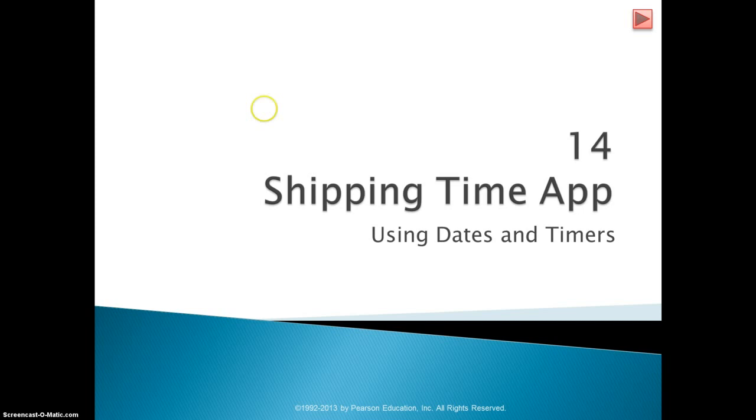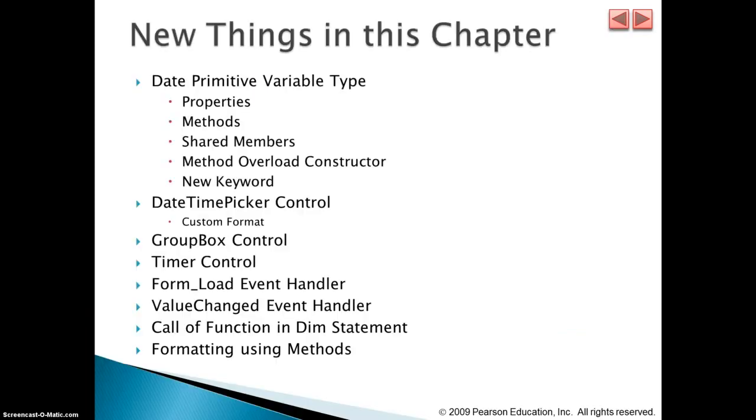Okay, so now let's drill down into the new things introduced in the chapter. Basically, we start out with this new variable type of date, and dates can be pretty involved. I've mentioned that before during the semester. So we're going to look a little more closely at using the date property and methods, and also seeing it in the context of shared members. Another example of overload constructor, and then the keyword new I've already introduced, but we will see the syntax.